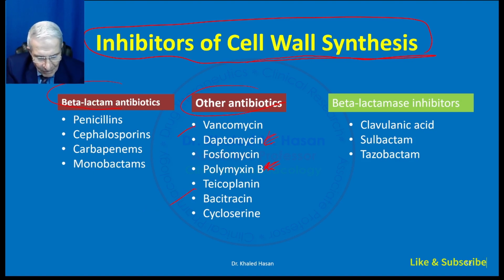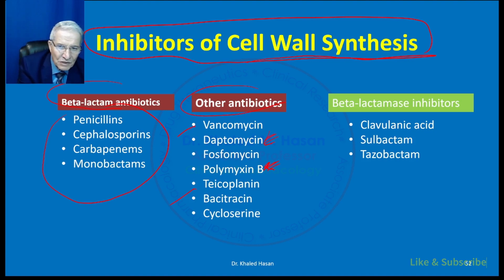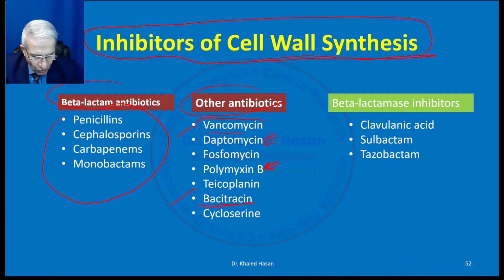Speaking about beta-lactam antibiotics, this is an important group for us. Penicillin, cephalosporin, carbapenem, monobactam. I will repeat it. Beta-lactam antibiotics: we have penicillin, cephalosporin, carbapenem, monobactam. And among the other antibiotics, vancomycin is the important one in this list, followed by bacitracin. Vancomycin and bacitracin are the most important antibiotics in this list. And commonly in practice, we have daptomycin, fosfomycin, polymyxin, and so on.